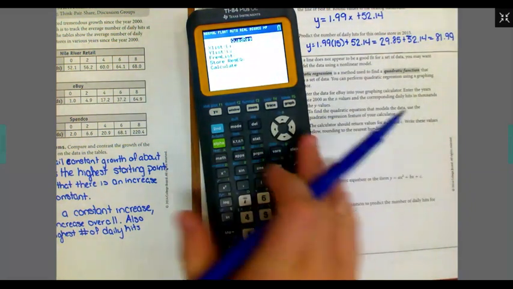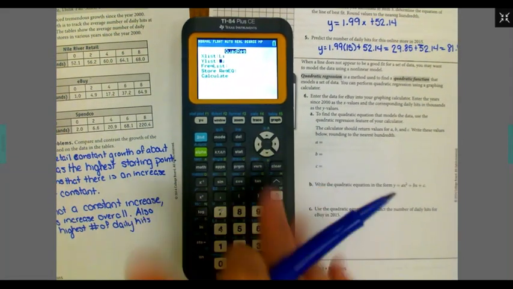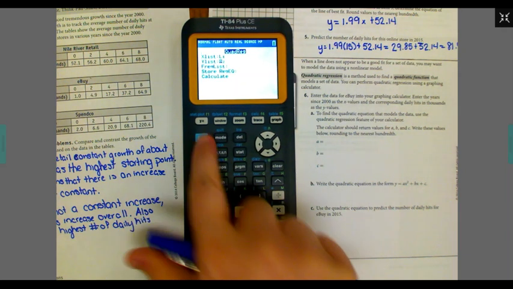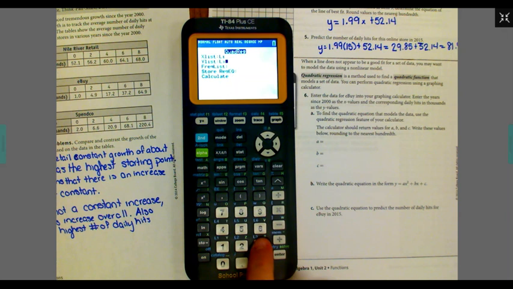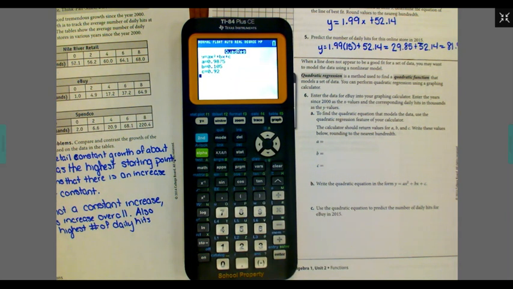Okay. So we're going to press, see the little L3 right here in blue, right above the 3? We're going to do second 3 and go down to calculate. We're going to round those numbers, so hold one second and I'll be right back.